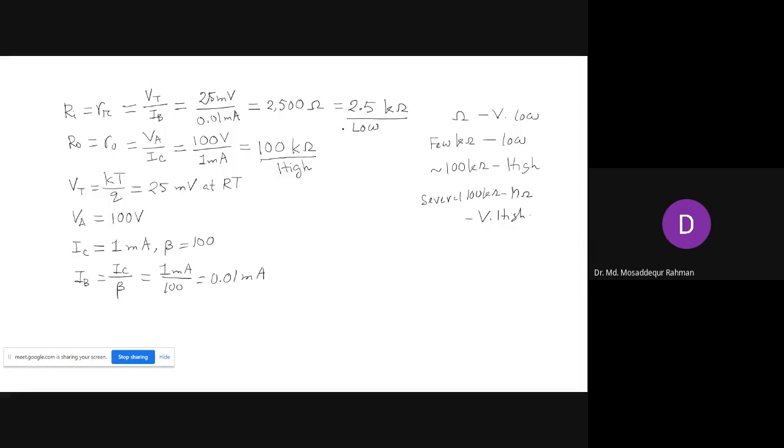And these also depend on the bias current. IC we have taken as 1 milliampere. If you take higher values for IC, then IB will increase and you will have an even lower value for Ri. And Ro will also decrease in that case.